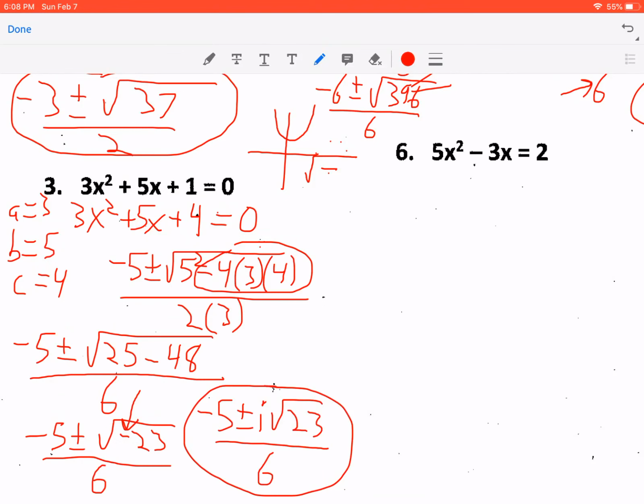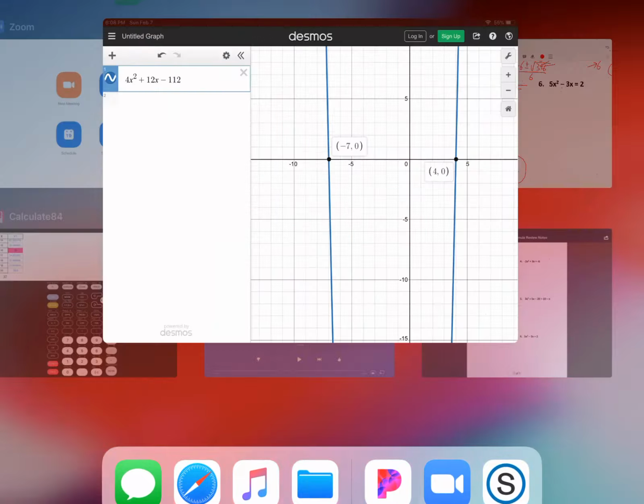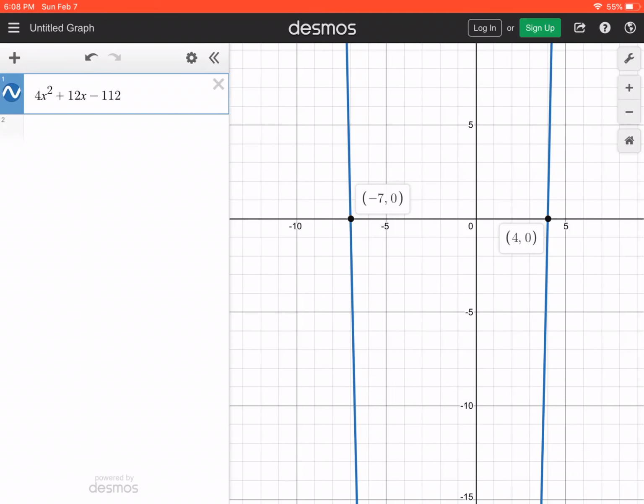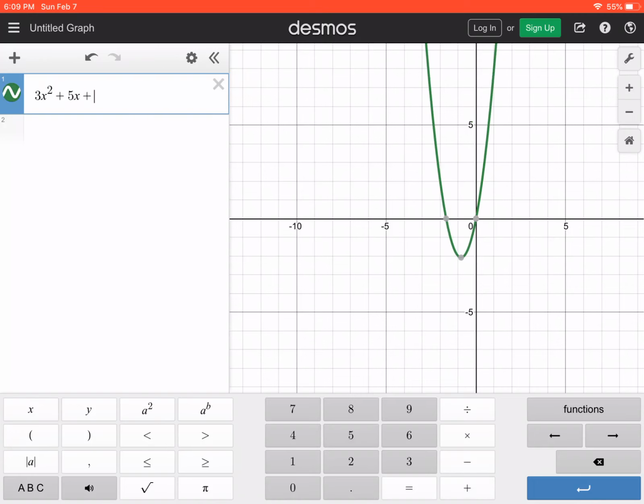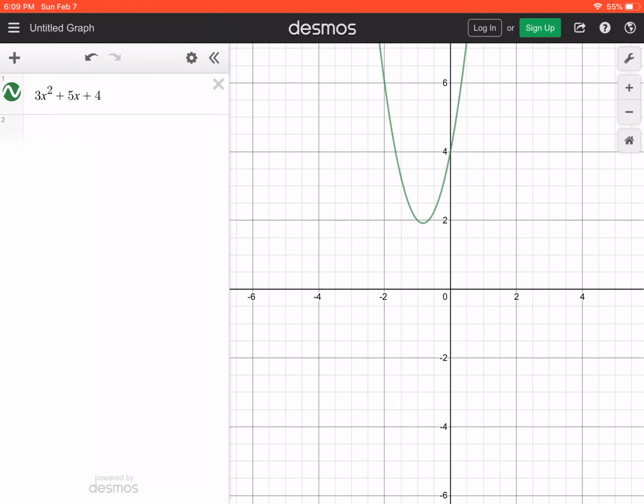Now, I'm going to go to Desmos real quick just to graph it. So there it is. I'm going to type it in, and then you should be able to see it. Okay, so we had 3x squared plus 5x plus 4. And as you can see, it does not touch the x-axis. That's called an imaginary solution. Anytime you see a graph above the x-axis, you're going to have a negative inside the radical, which means you're going to put an i outside the radical.